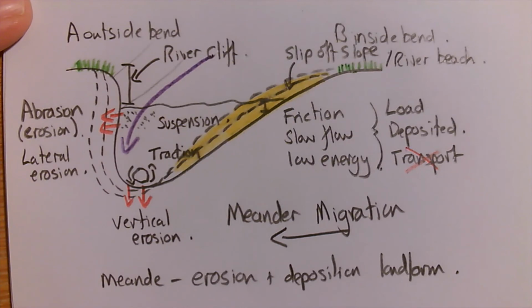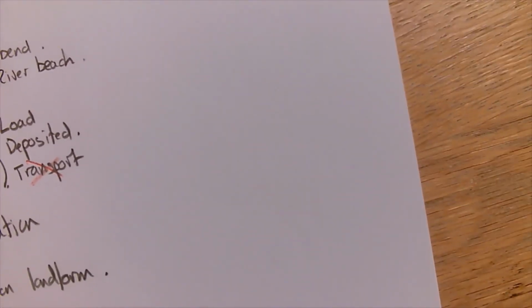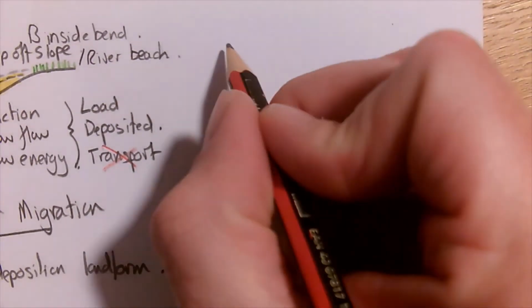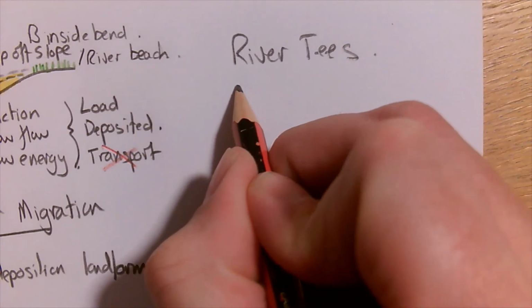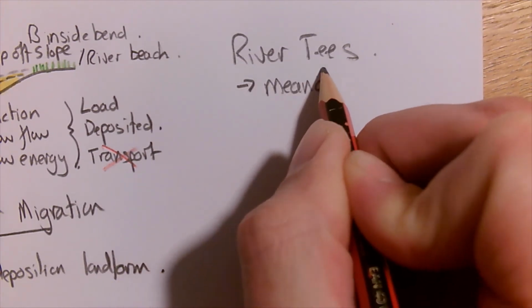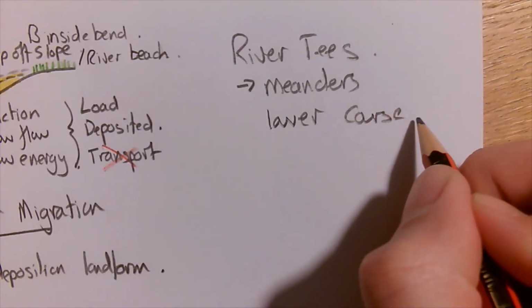Okay, well, there you have it. That is meanders in a nutshell. Now try writing yourself an answer to explain how meanders form and what processes are occurring on the inside bend and the outside bend. The only last thing left for me to say is to remind you that your case study for a meander is on the River Tees again. So we can talk about the River Tees. And there are many fine examples of meanders in the lower course on the floodplain.